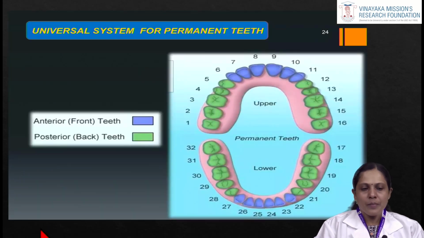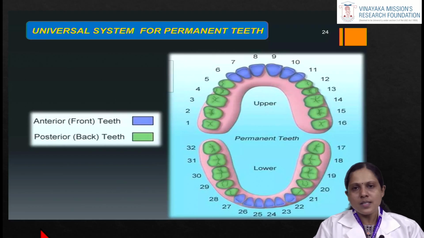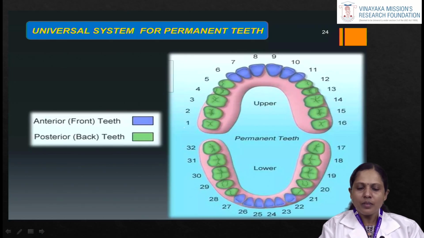numbers. Okay, so in universal system, for permanent dentition, numbers are being given. So here also the tooth numbering system starts from maxillary right third molar and it ends in mandibular right third molar. Okay, it starts from 1 to 16. It may be one side or in both the quadrants. There are totally 16 teeth, right?